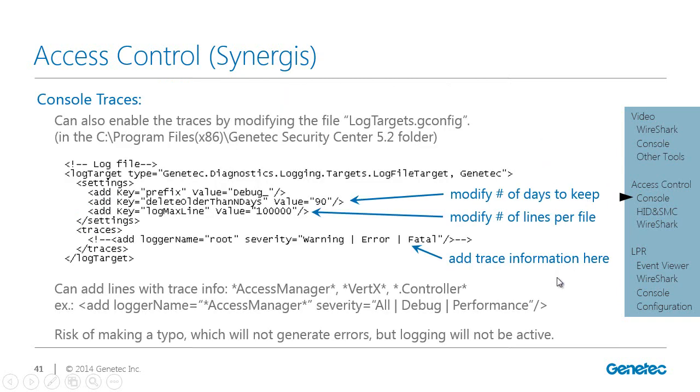Now there's another way of setting up the traces, which is by manually modifying the log targets .gconfig file. This is the file that it's notifying you of in the trace application, the one that's saying it's been modified there. So this is really what the Trace Enabler is doing for you. It's modifying this file so you don't have to.